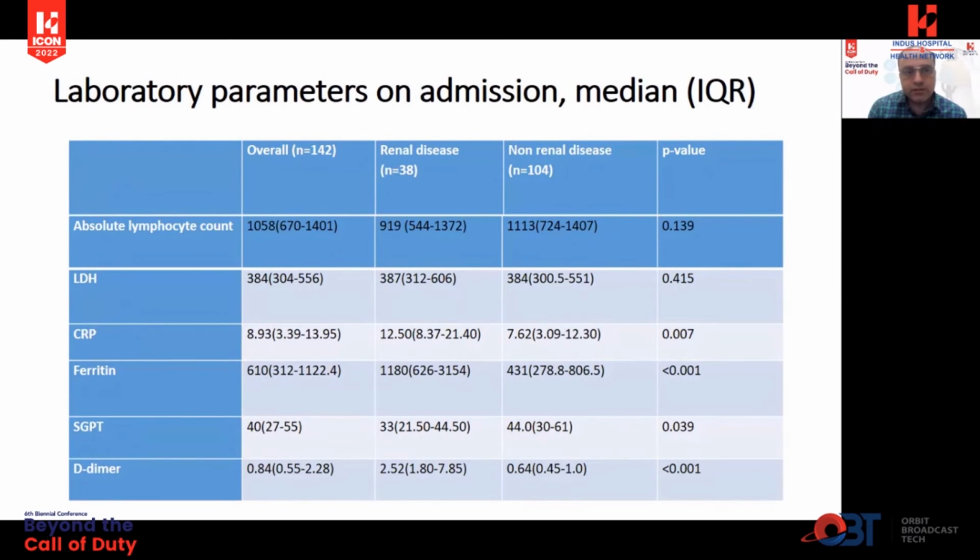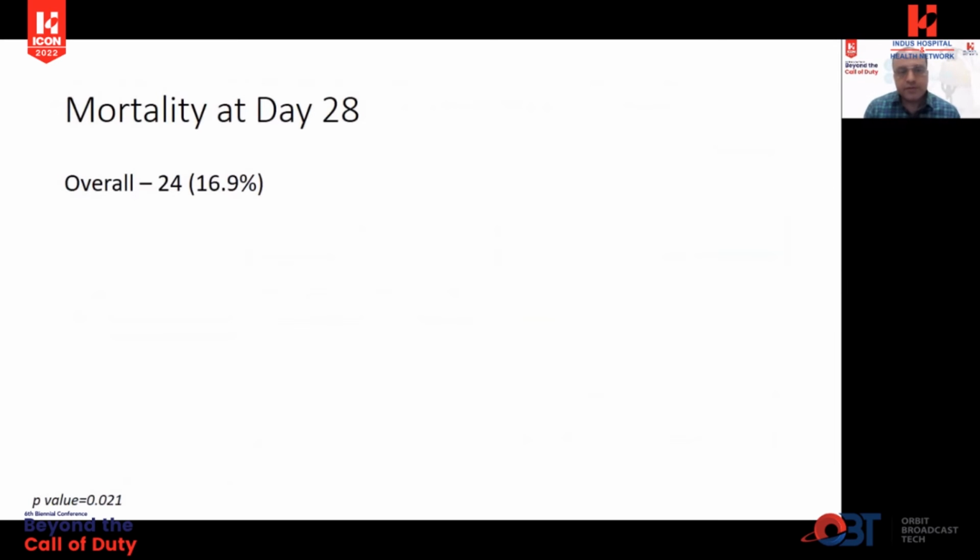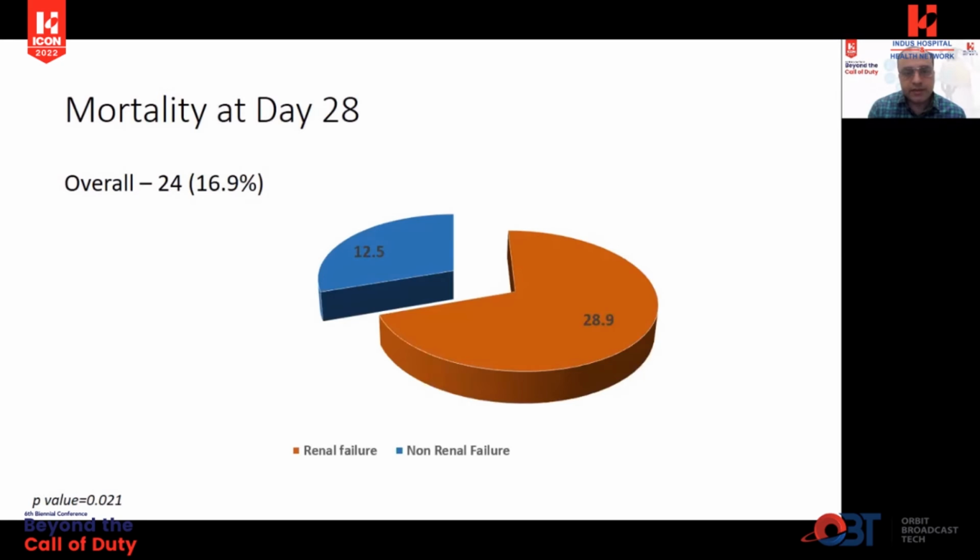This was the table showing laboratory parameters on admission, and these are the median laboratory values. We found that CRP was 12.5 in the renal failure group versus 7.6, and ferritin was also high, 1180 in renal failure versus 431 in the non-renal failure group, with a p-value of less than 0.001. And D-dimer was also high, 2.52 versus 0.64, with a p-value of less than 0.001. Overall, 24 patients died, comprising 16.9%, and 28.9% in the renal failure group and 12.5% in the non-renal failure group died, with a p-value of 0.021.